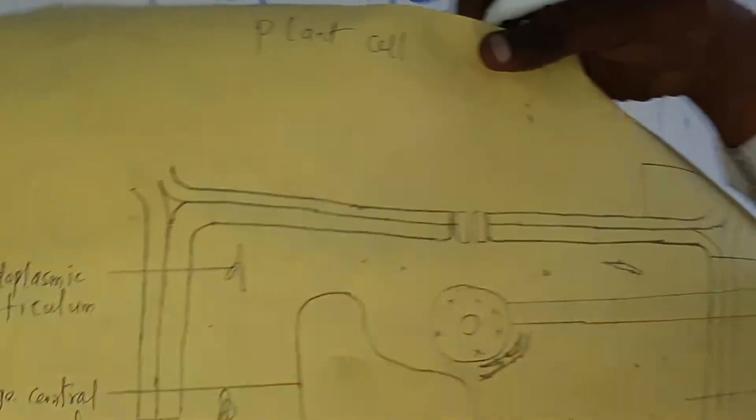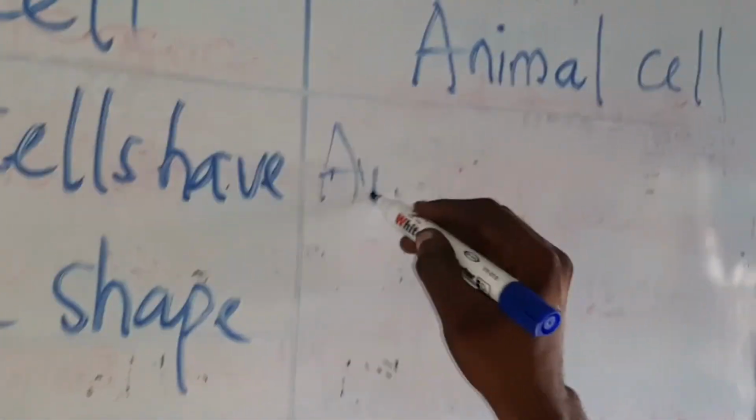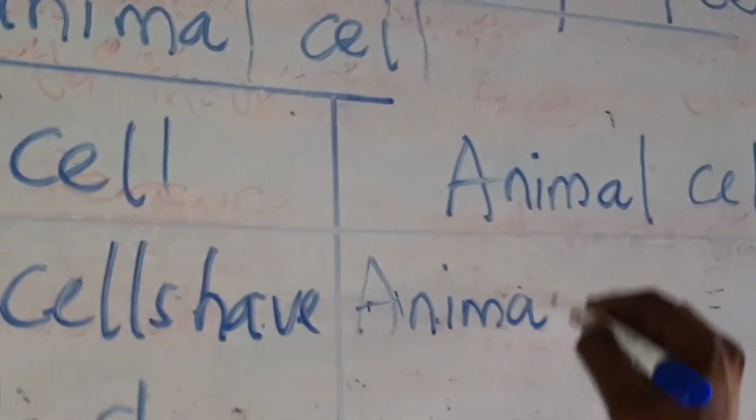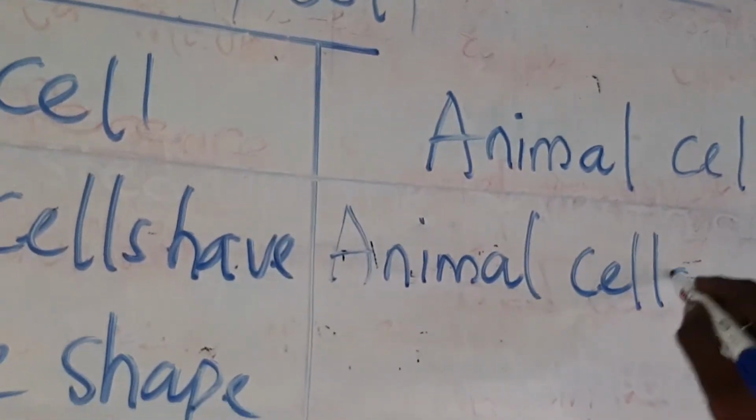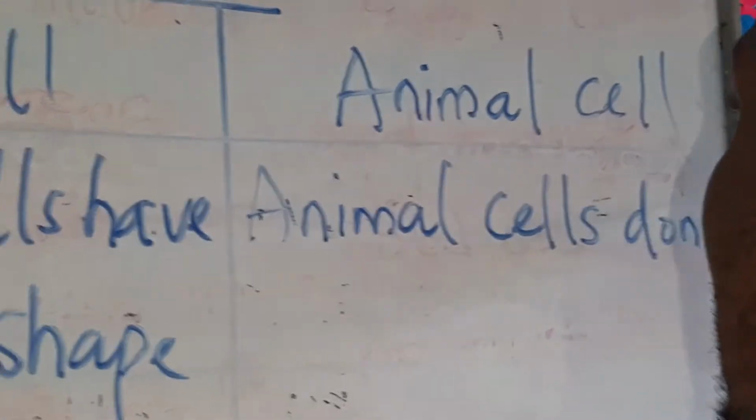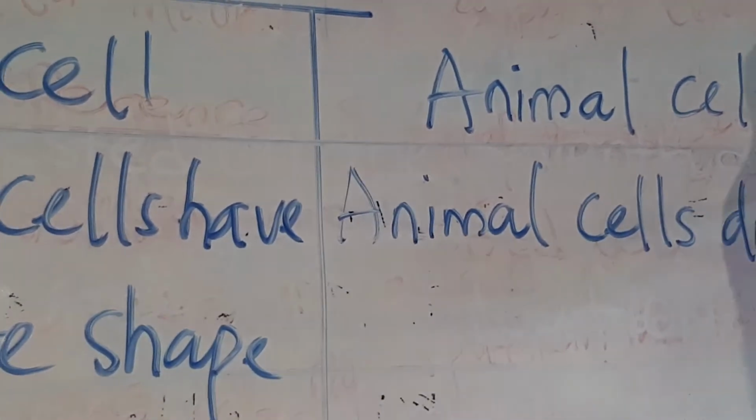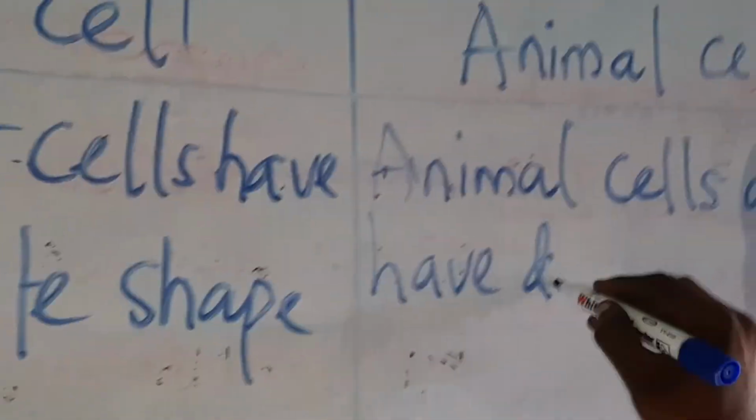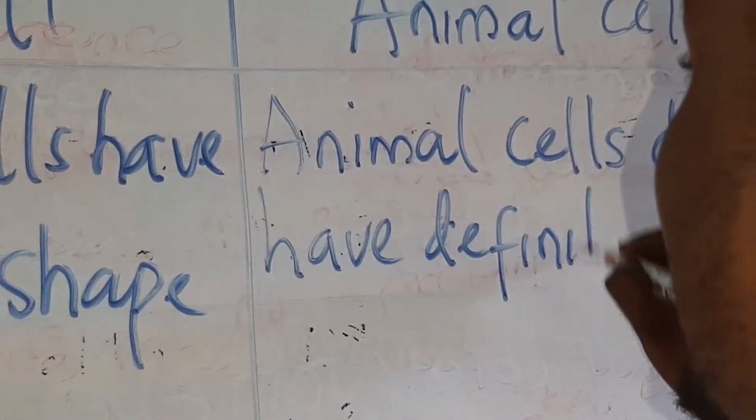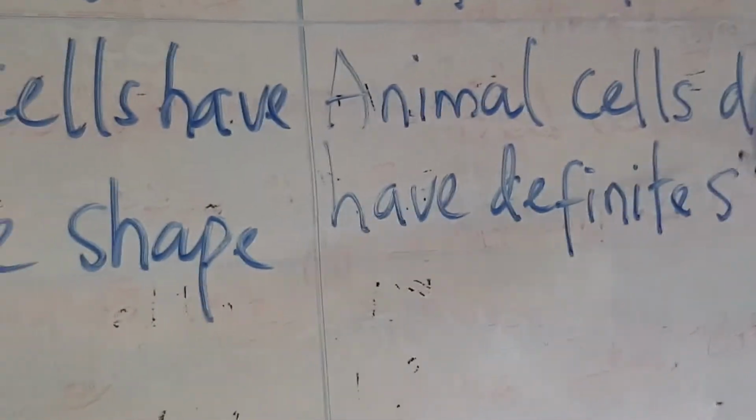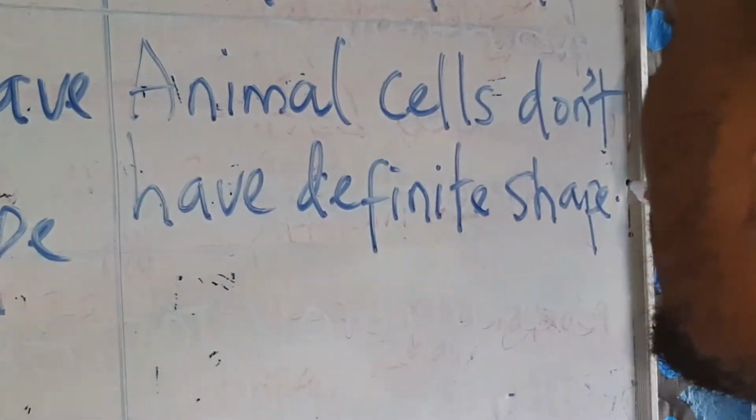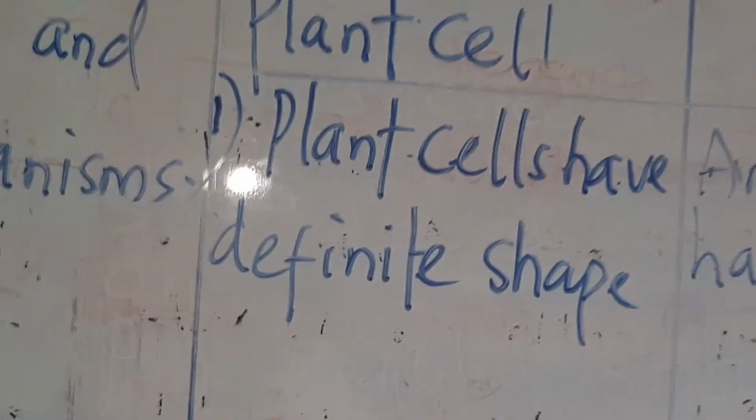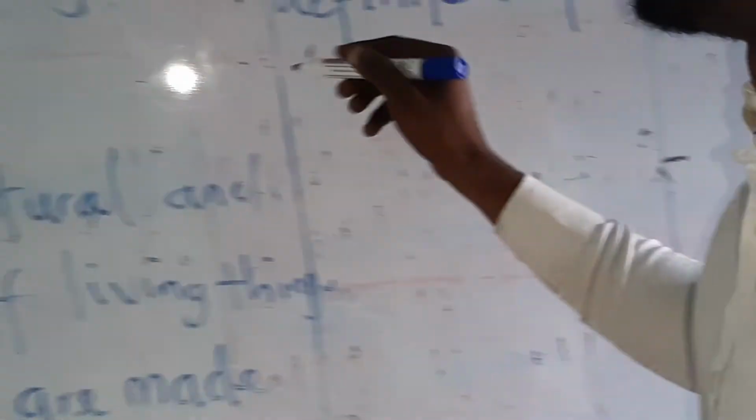This is the definition of a plant cell. Then another, animal cells don't have definite shape. Get it?